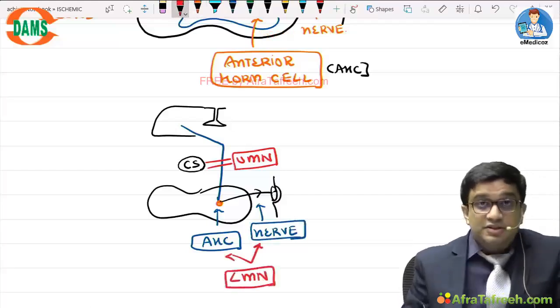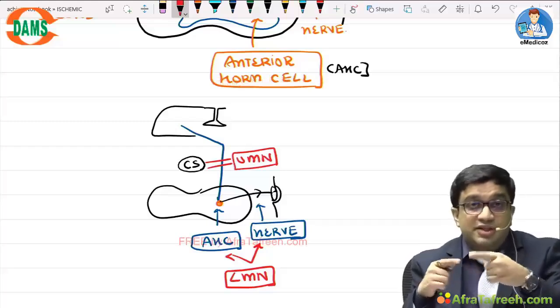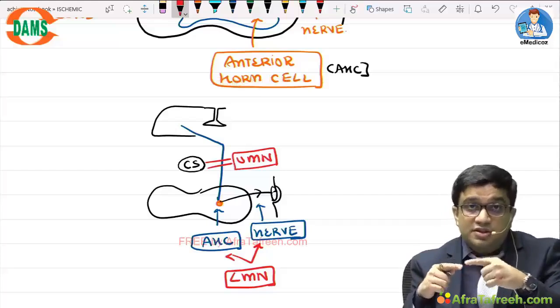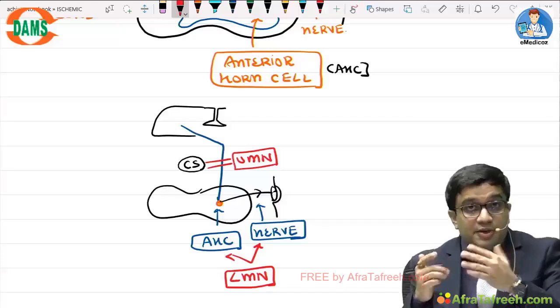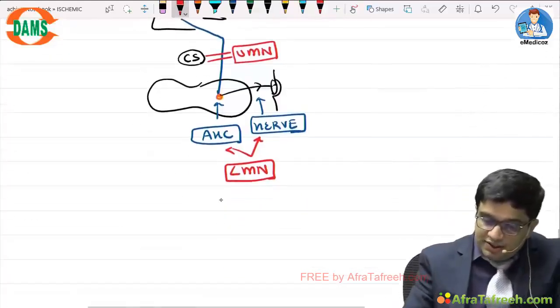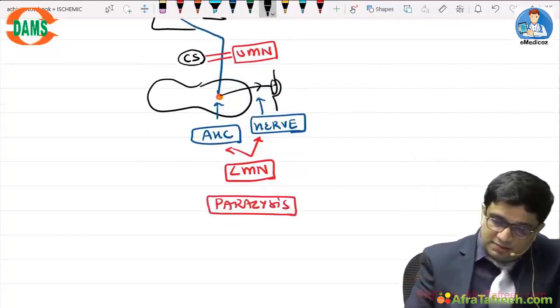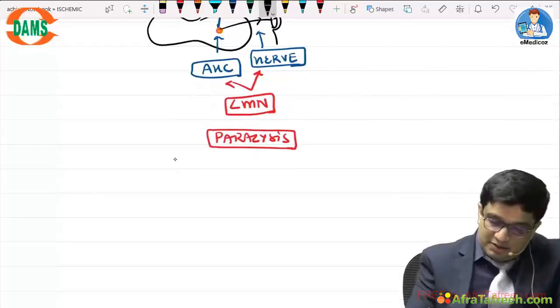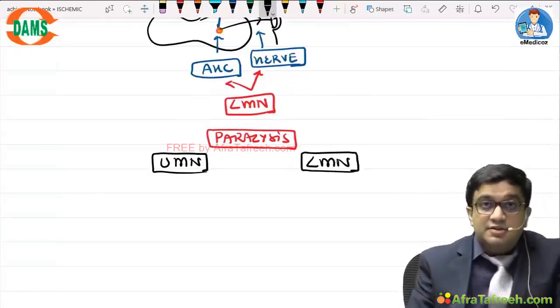So there are two things that we understand. One is the UMN, that is the corticospinal tract. Another one is the LMN, that is the anterior horn cell and the nerve together. So they form a team. That's why in clinical practice we often get two kinds of paralysis seen in any patient. The first paralysis that I know is the upper motor neuron paralysis or UMN paralysis. The second paralysis that I know is the lower motor neuron paralysis or LMN paralysis.